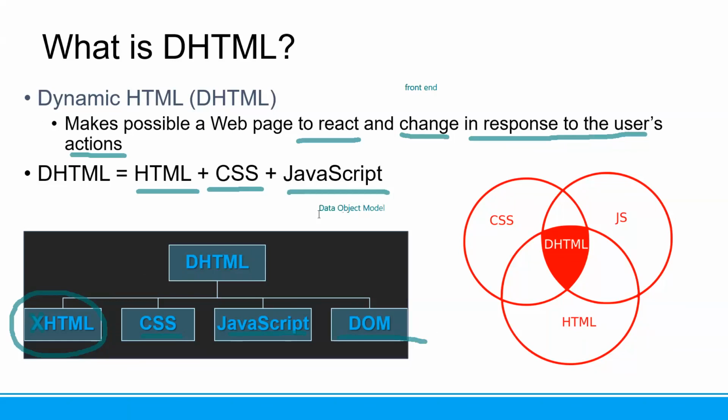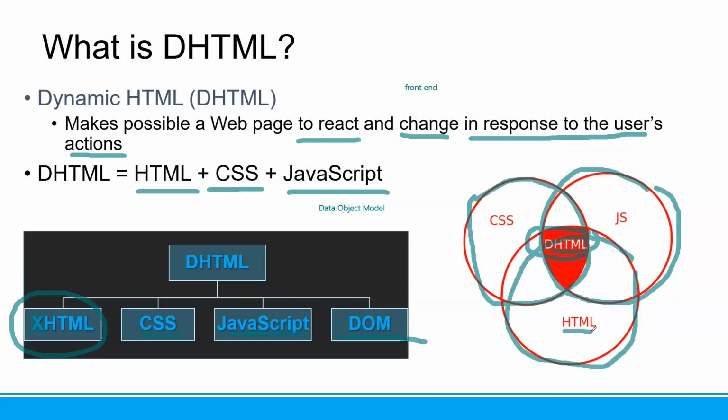If we have the data object model, it means we have a kind of database, and we can extract that database and show it in our web browser. So some people draw the DHTML something like this. The DHTML is a combination of your CSS and your HTML and your JS. It means if you want to make a dynamic HTML, you cannot just use HTML. You cannot use only CSS. You cannot use only JS, but you need to combine those three items in the web browser.